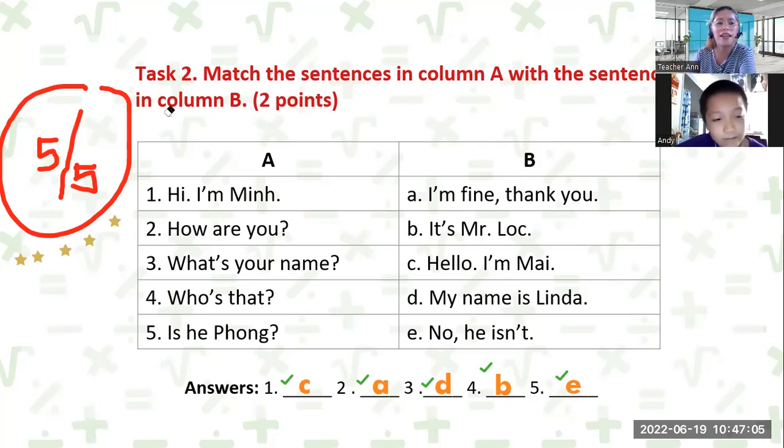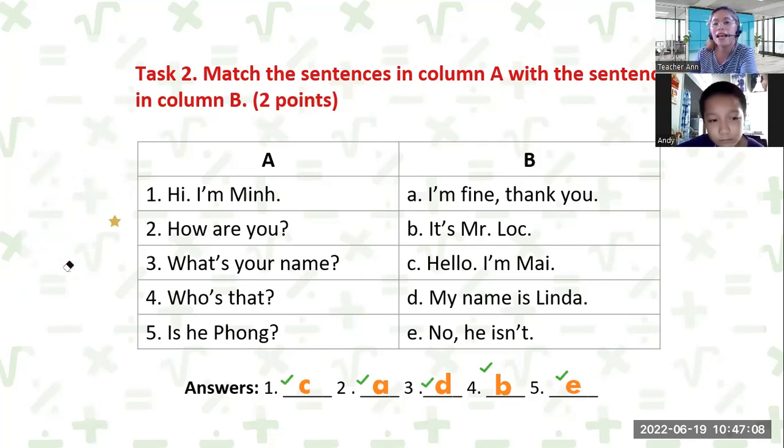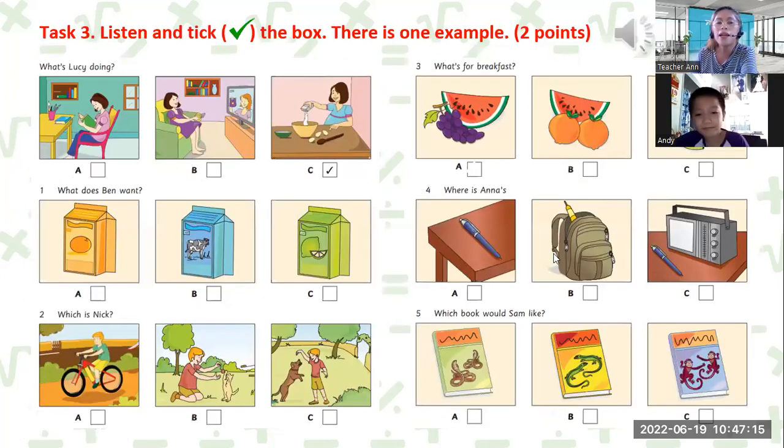Are you ready for the next, Andy? Yeah. Okay, next one here. This one, Andy, you're going to listen. You listen and check what is the correct answer. Do you know how to check? Like this one. Do you know how to do that? Do you know how to draw? Yeah. Okay, very good.